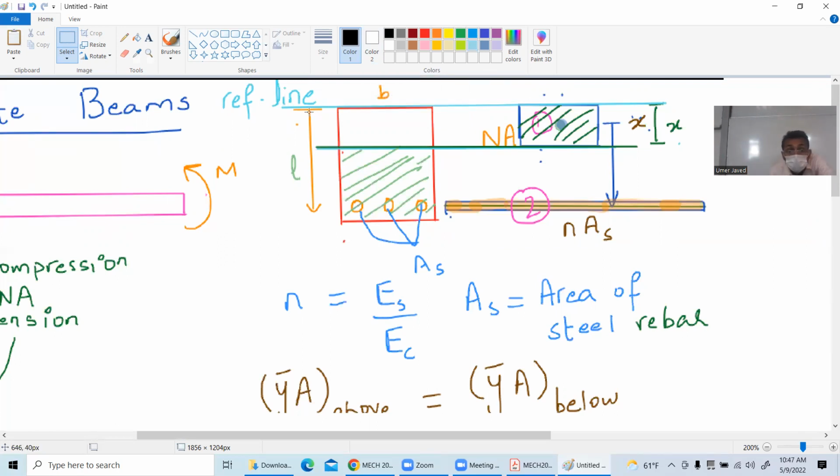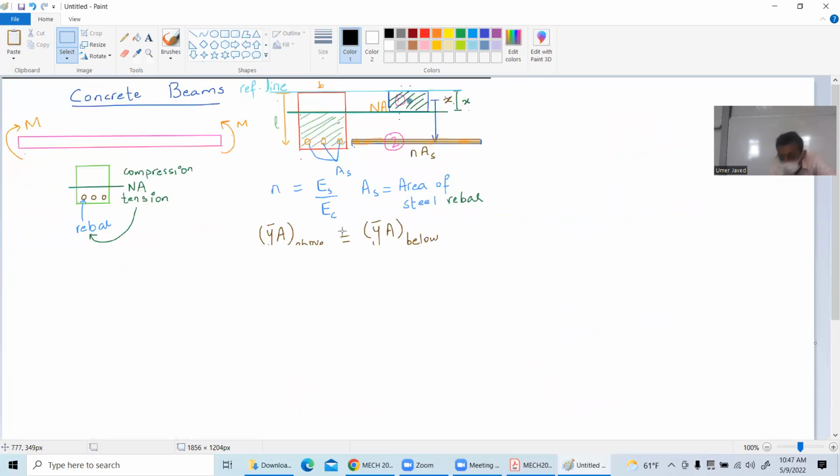Now, in order to find the centroidal line, I drew the reference line here. Some students want to make it here, someone wants to put it in the center. I don't know. I'm more comfortable putting the reference line here. Then what I will say is that the elastic modulus of the rebars, of steel, divided by the elastic modulus of the concrete, that is my N. AS is the area of the steel rebar. And I will try to find the centroidal line. So now from here onwards, you can continue.